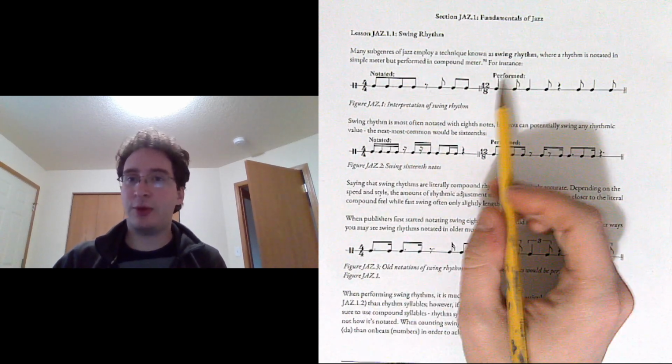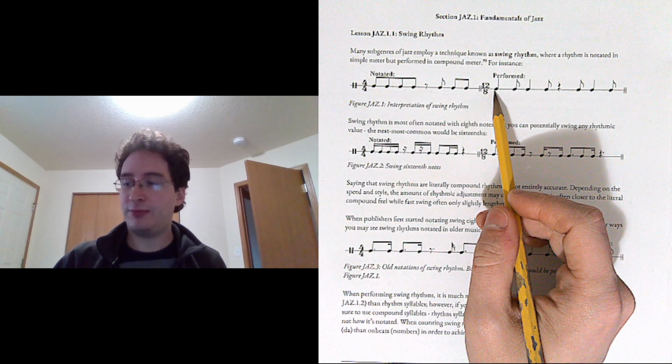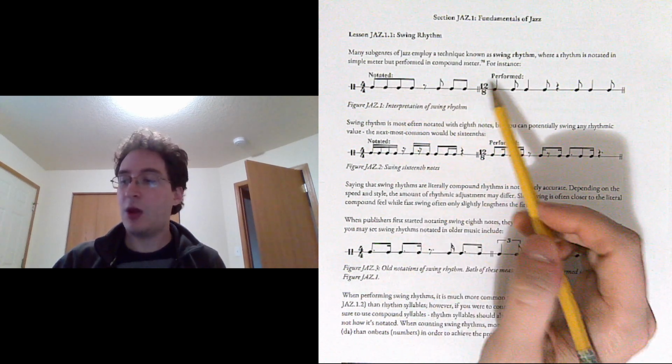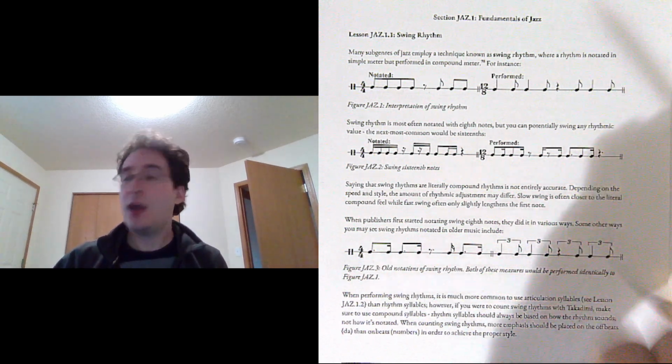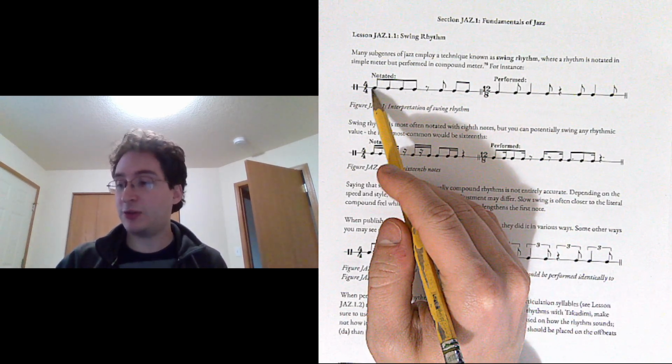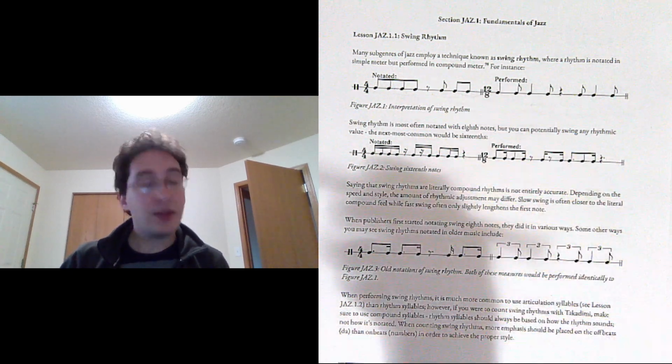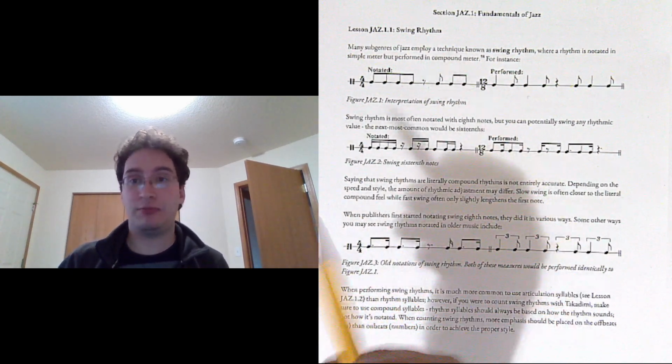So in the most simple form, this would turn into a compound meter. 1 da 2 da 3 da 4 da. Normally you see it like this with eighth notes, where you would see this but play this. You could potentially swing any note value.